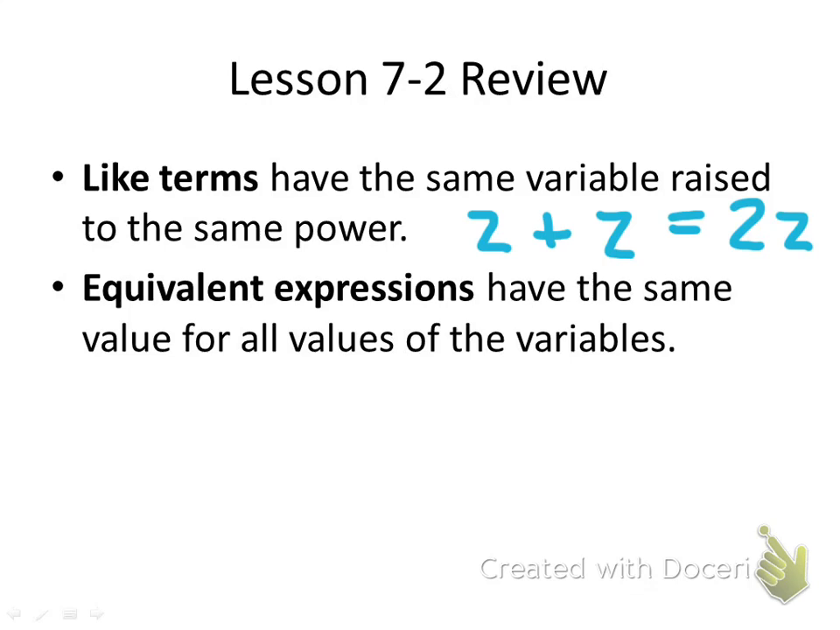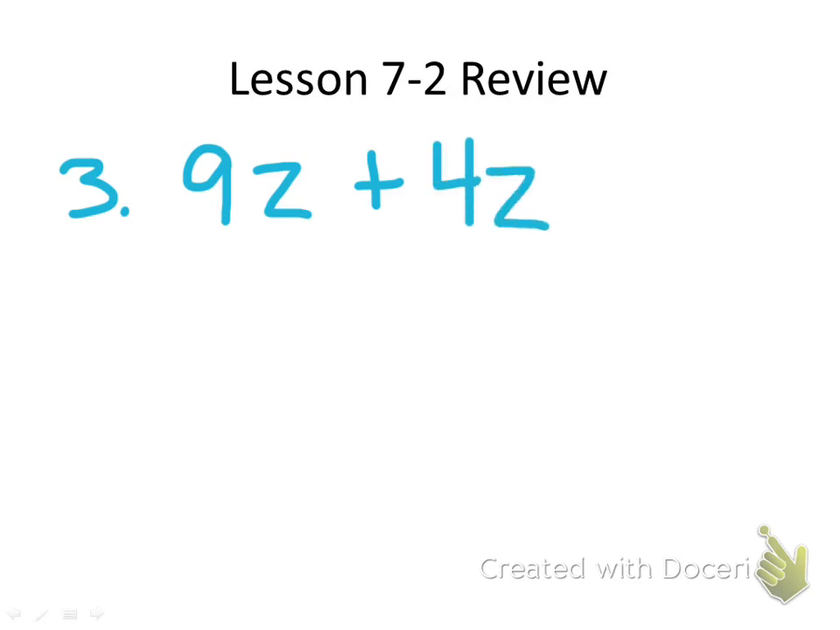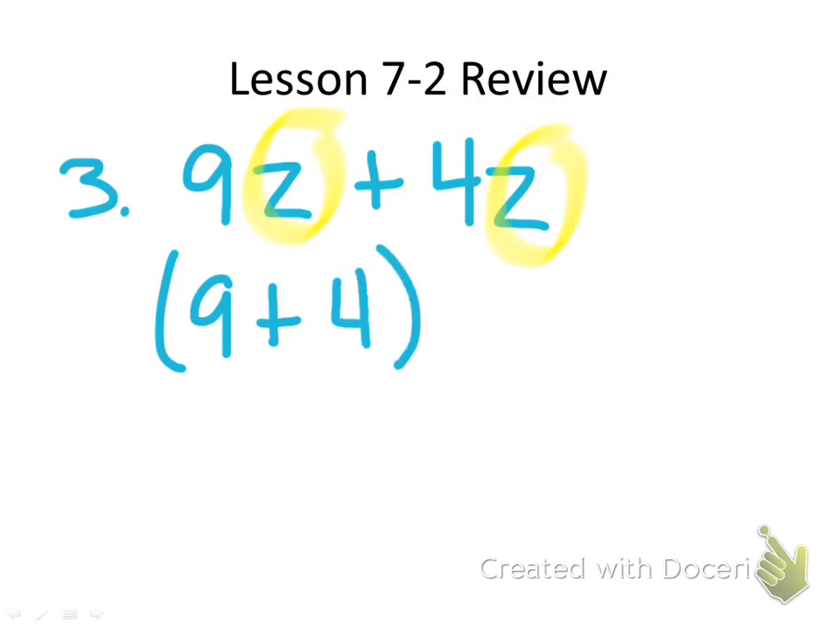Equivalent expressions have the same value for all values of the variables. So that's what we're trying to find here on the next page. So let's look at number 3. On number 3, we have 9z plus 4z. Well, are they raised to the same power? Yes, they're both z to the first power. So I can add these two variables together. So it's like adding 9 plus 4, and 9 plus 4 is 13z. So my answer for number 3 is 13z.